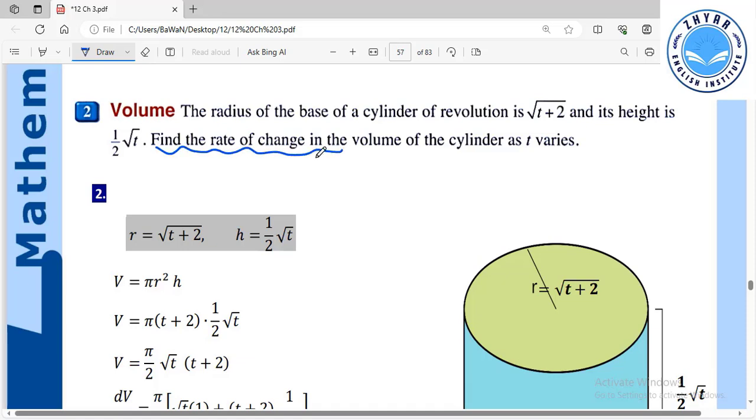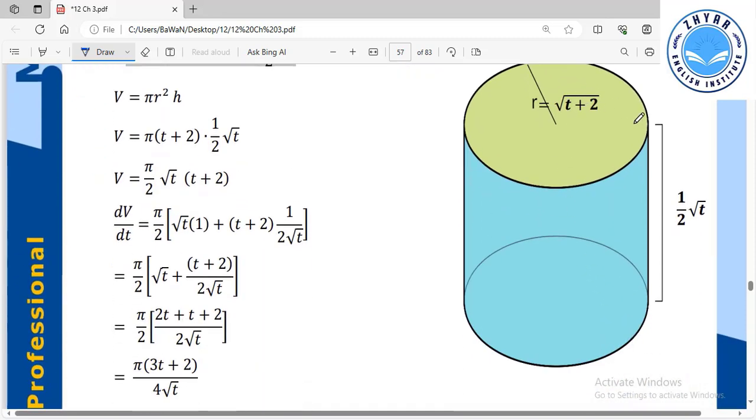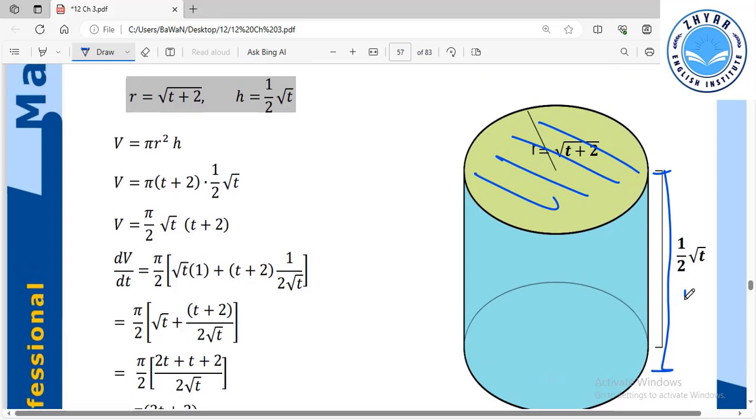So we need to begin with the rule of volume. What is the rule of volume of cylinder? Rule of volume of cylinder is area of the base times height. The base is a circle. Area of circle is pi r squared times height. The height is given 1 over 2 radical t. Then volume of cylinder is pi r squared times h.